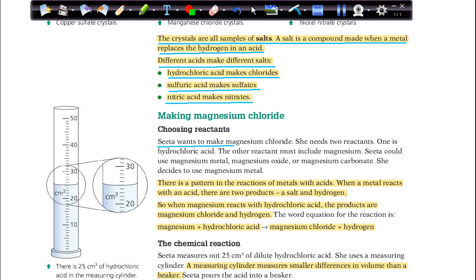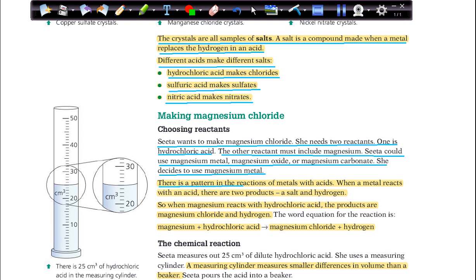Zeta wants to make magnesium chloride. She needs two reactants. One is hydrochloric acid, of course, because we want magnesium chloride, so we need to use hydrochloric acid. The other reactant must include magnesium. Zeta could use magnesium metal, or magnesium oxide, or magnesium carbonate. She decides to use magnesium metal because she wants hydrogen and magnesium chloride.